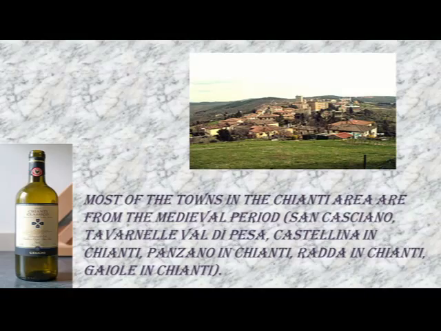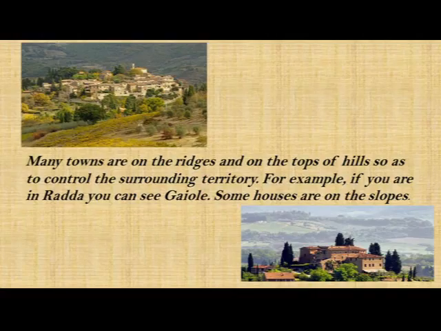Most of the towns in the Chianti area are from the medieval period: San Casciano, Tavernelle Val di Pesa, Castellina in Chianti, Panzano in Chianti, Radda in Chianti, Gaiole in Chianti. Many towns are on the ridges and on the tops of hills so as to control the surrounding territory. For example, if you are in Radda, you can see Gaiole.